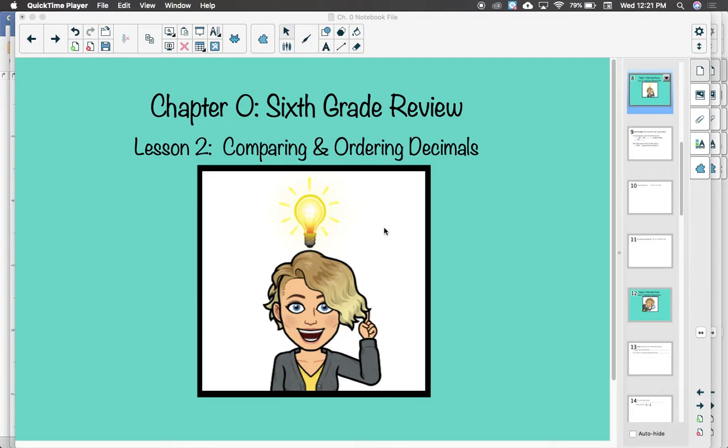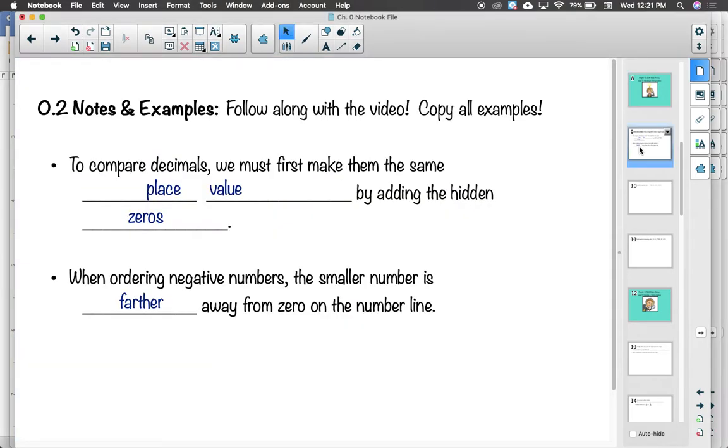All right, here's our second lesson in Chapter 0. It's all about comparing and ordering decimals. So go ahead and follow along in your notes and make sure to copy all the examples.